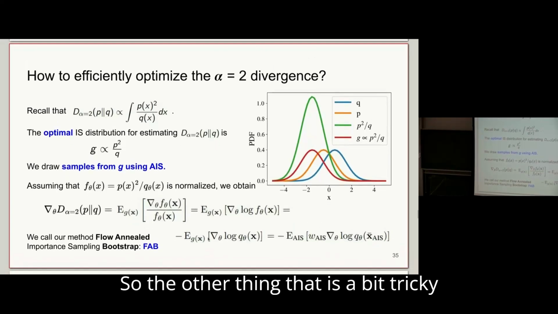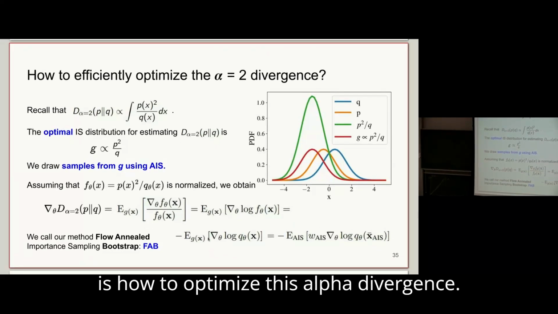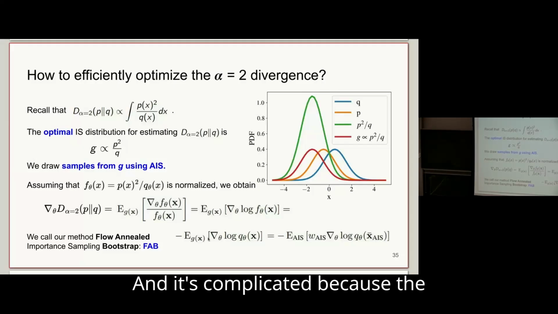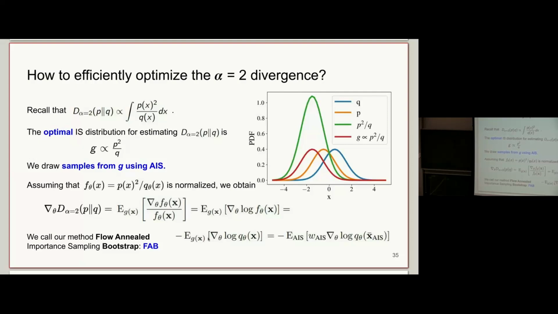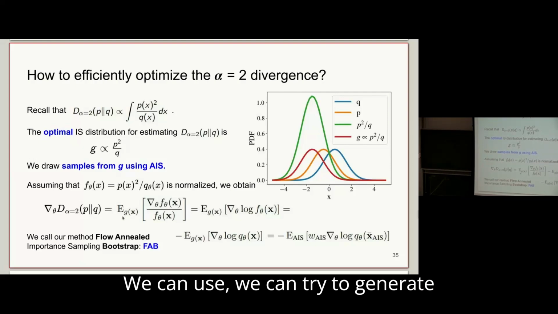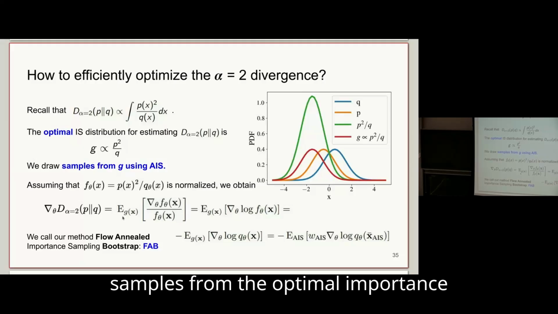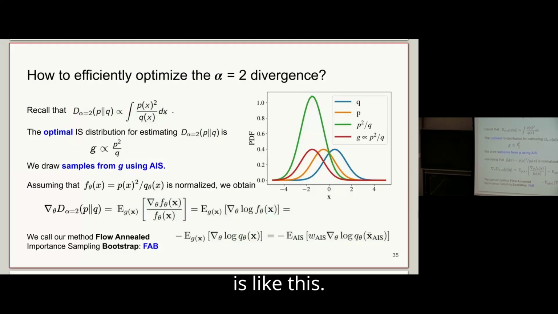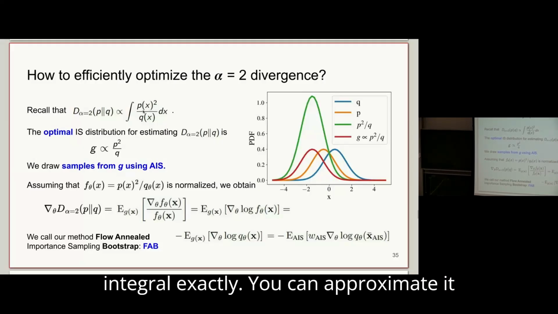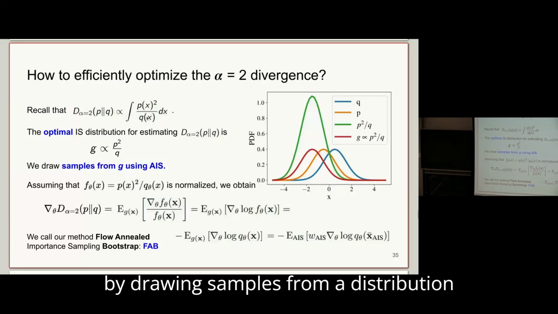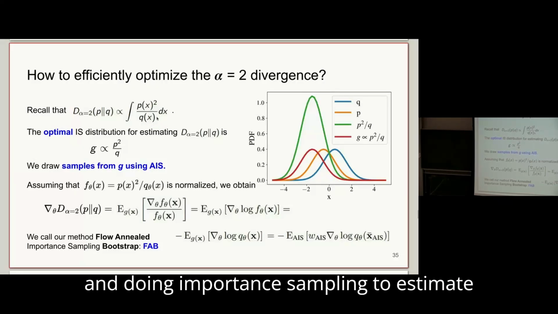So the other thing that is a bit tricky is how to optimize this alpha divergence. And it's complicated because the gradients have high variance as well. Okay? But we can do something interesting. We can try to generate samples from the optimal importance sampling distribution. So the divergence is like this. And obviously, you cannot solve this integral exactly. You can approximate it by drawing samples from a distribution and doing importance sampling to estimate the integral. Okay?